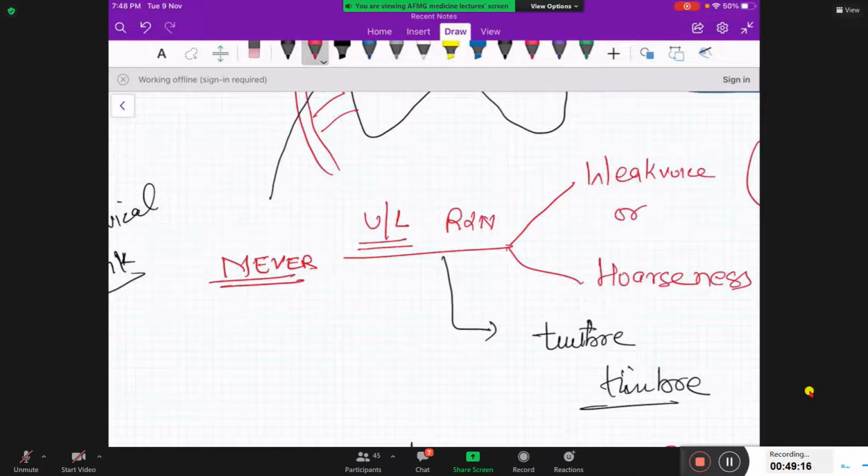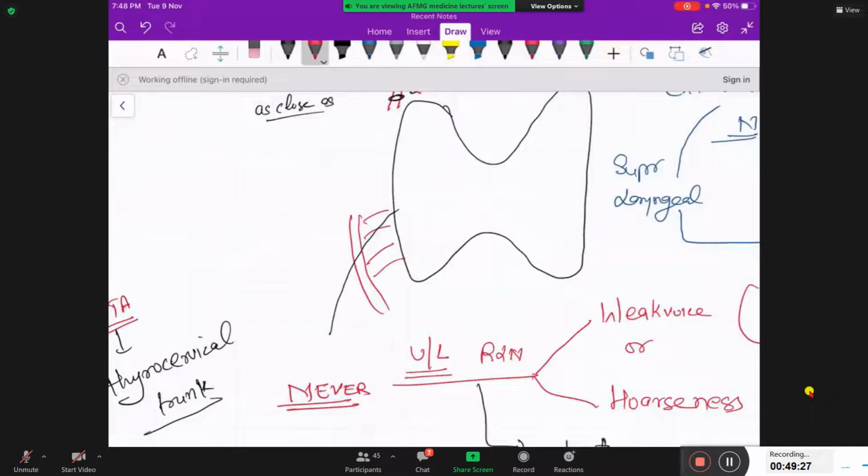It should never be. Why? There was also a question recently asked: why should the inferior thyroid artery in thyroid surgery never be ligated? There are two reasons, and out of these two reasons, the first one is the most important. The major reason for not ligating it is that it's the main blood supply to the parathyroid gland. So if you ligate the inferior thyroid artery, the patient will have parathyroid ischemia. So one should never ligate the inferior thyroid artery.